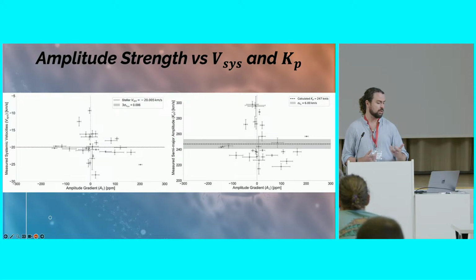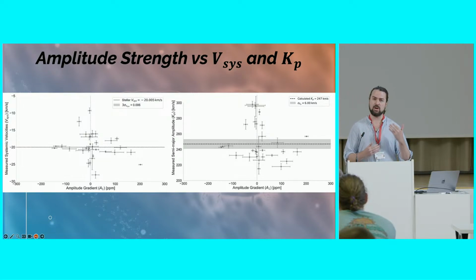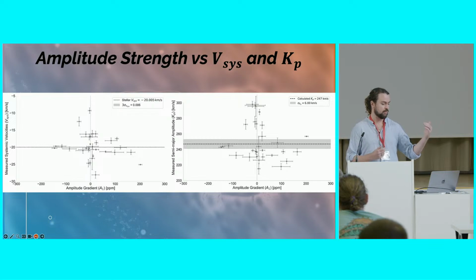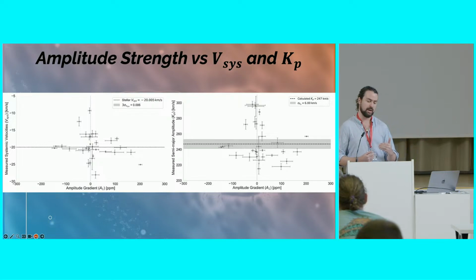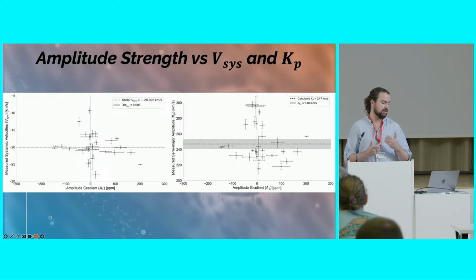So what you're seeing here are scatter plots of the VSIS on the left versus the amplitude gradient that I talked about, and the KP on the right versus the amplitude gradient. And what you can see is they don't all agree. And there seems to also be some sort of structure in these detections as well. So when I had all this, I was scratching my head, and I was like, well, I need to try to explain why this is the case. And so that's basically what I endeavored to do.